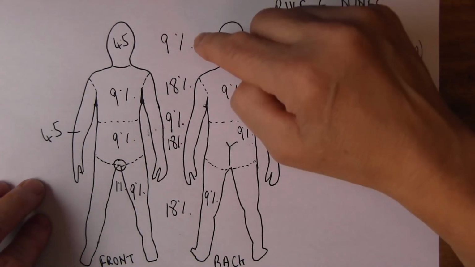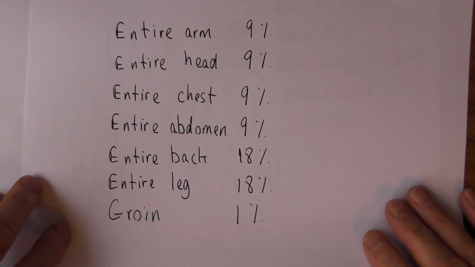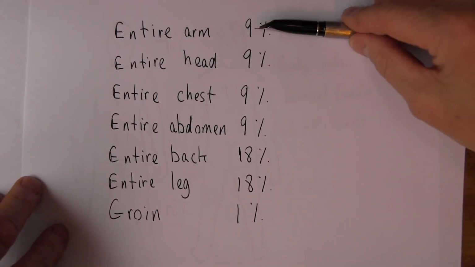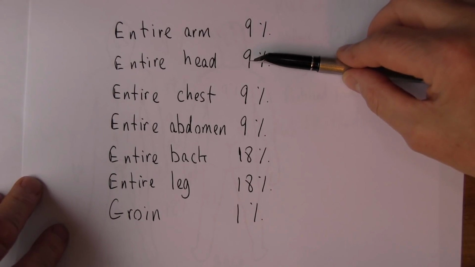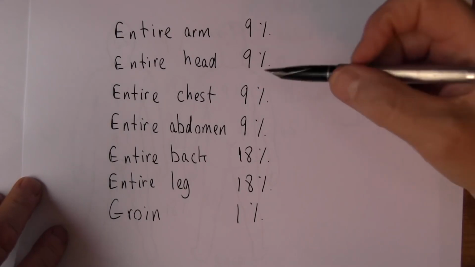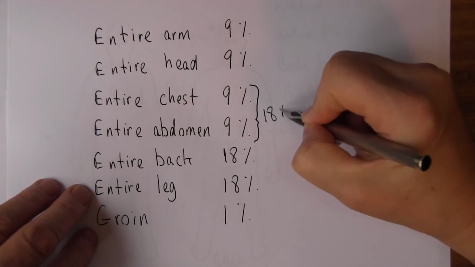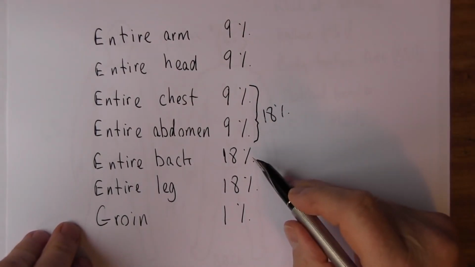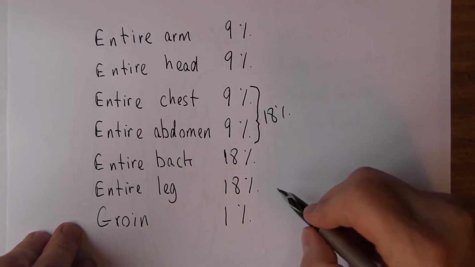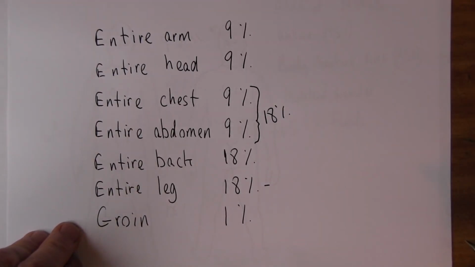So let's just, actually I've got it written out here, let's just look at it. Entire arm 9%, entire head 9%, so half an arm 4.5, front or back of the head 4.5, entire chest 9%, entire abdomen 9%, which makes 18% for the front. The entire back 18%, an entire leg 18%, so the front or back of a leg is going to be 9%, and the groin area 1%.